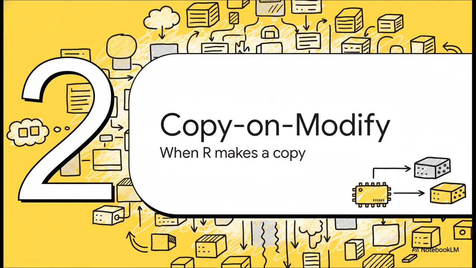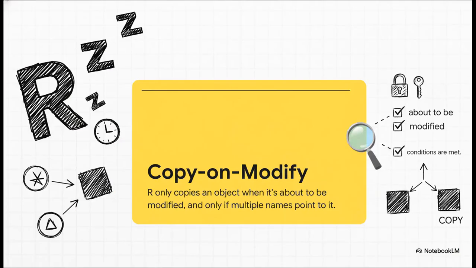So, if just assigning a name doesn't make a copy, then when on earth does the copy happen? Well, that brings us to R's secret weapon for efficiency, the copy-on-modify rule. So here's the main idea. R is lazy, but in a really good, efficient way. It puts off making a copy until the absolute last possible second. A value will only get copied if 2 things are true. 1, it's about to be changed, and 2, there's more than one name pointing to it. Both of those have to be true.